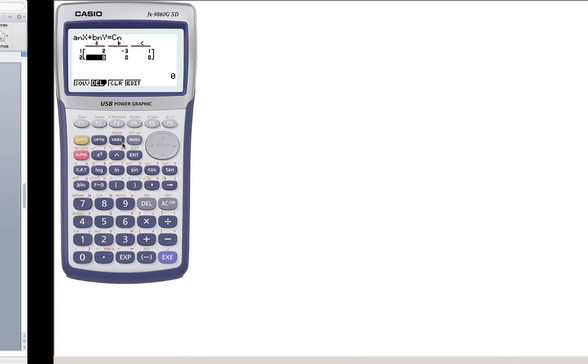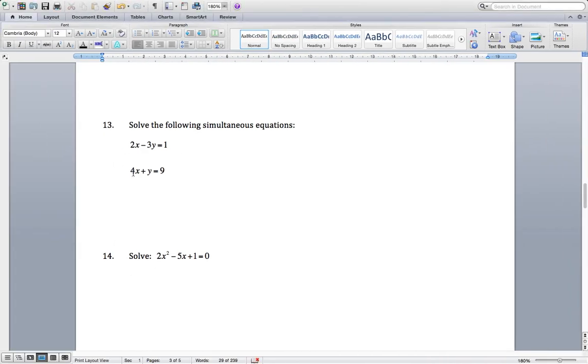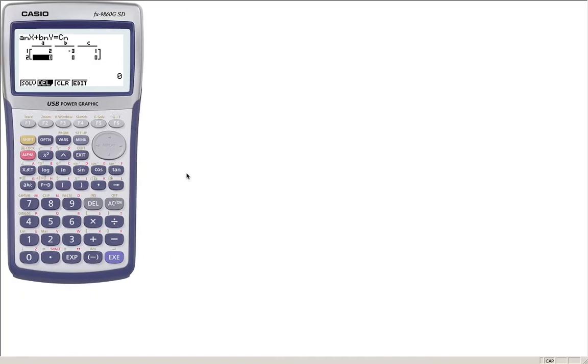Okay, now for the second row, you have 4, 1 and 9. So 4, enter, 1, enter, 9. So press solve. You can see x is 2 and y is 1. Yeah, that's it. So let me delete this. So let me go back now.